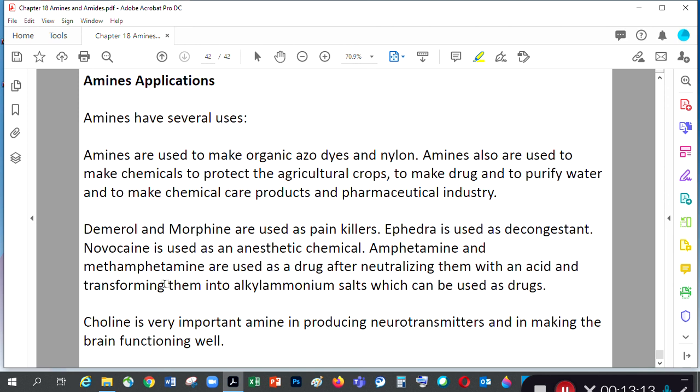Amphetamine and methamphetamine are used as a drug after neutralizing them with an acid and transforming them into an alkyl ammonium salt, which can be used as drugs.